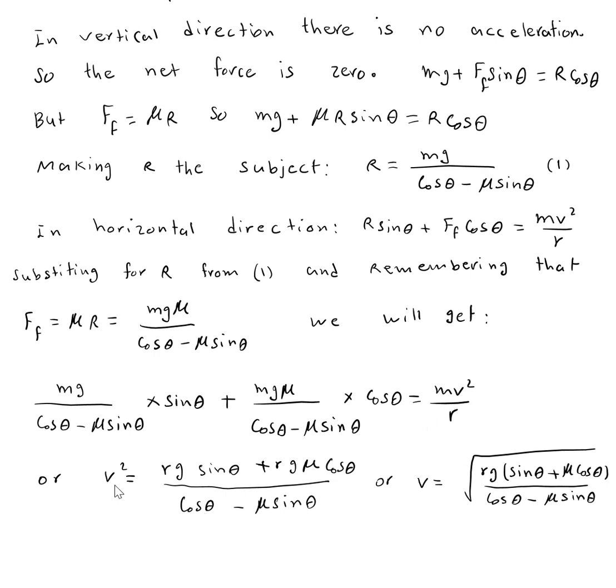From here, you make v squared the subject after cancelling m from both sides, and you will get an expression like that: rg sin theta plus rg mu cos theta over cos theta minus mu sin theta. And square rooting will give you this expression for velocity. Again, this is the maximum velocity that the object can move at on a circle on a banked road without skidding off the road. Thank you for your attention.